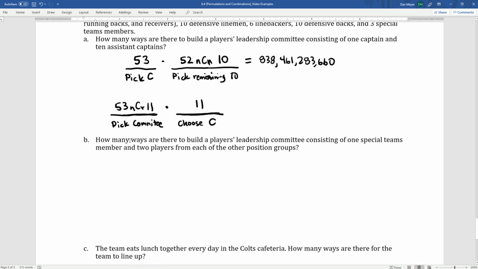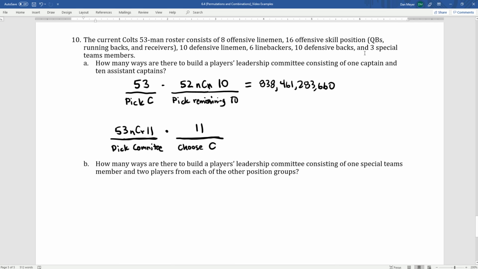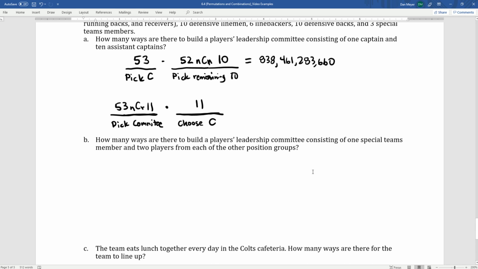All right, we want to know in part B, how many ways are there to build a players' leadership committee that consists of one special teams member and 2 players from each of the other position groups? Right, so the idea being that we have some representation going on. Our players committee has some people from each of these position groups. Now, I think the best way to deal with this, in part B there's nothing that's talking about there being a leader of the committee or a captain. So let's deal with it first. Let's just make an 11-man committee.